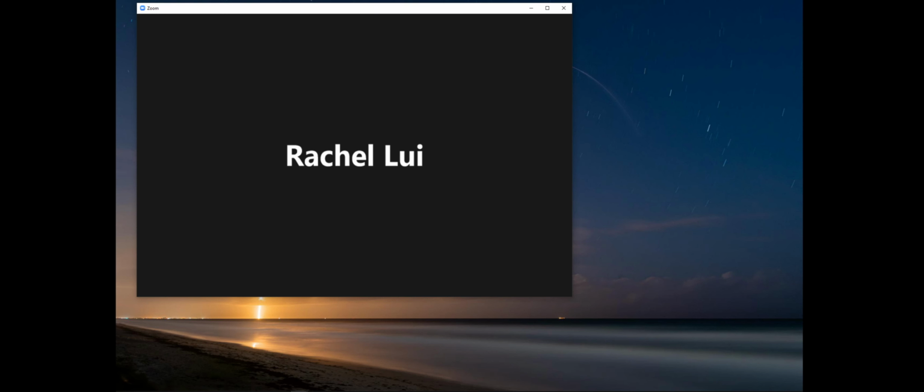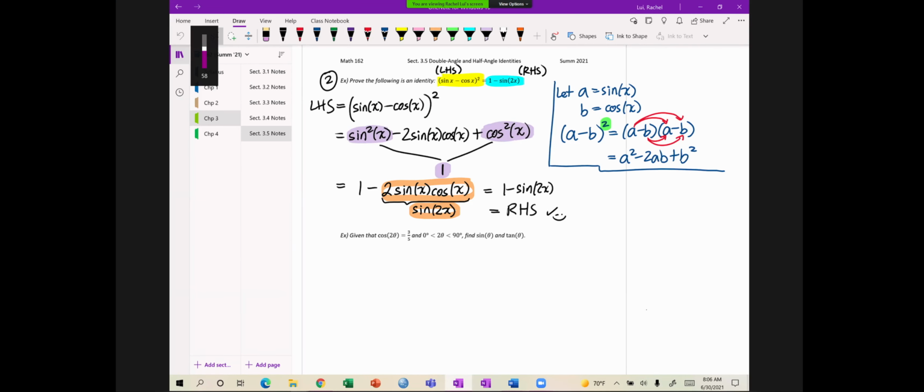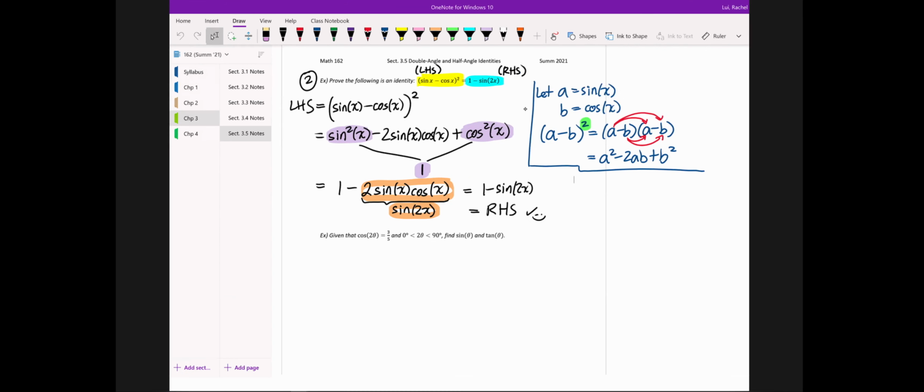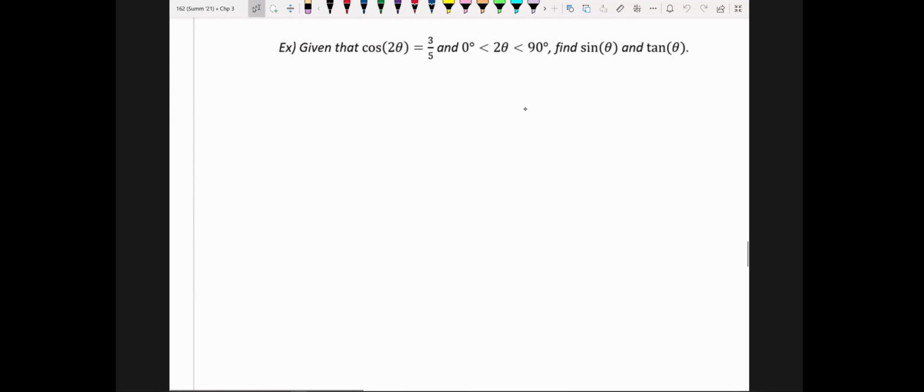Okay, let's go ahead and start the recording. This recording will cover the rest of section 3.5. So this is section 3.5 continued. We're going to take a look at the last two problems in this section, which we'll put a double star for us to review and practice.